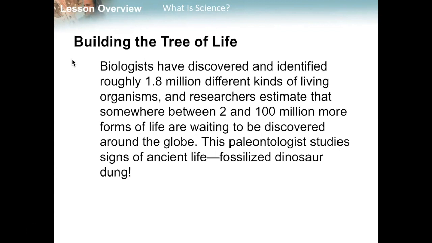Biologists have discovered and identified roughly 1.8 million different kinds of living organisms. And researchers estimate that somewhere between 2 and 100 million more forms of life are waiting to be discovered around the globe. Most are insects. And also, paleontologists study signs of ancient life, even fossilized dinosaur dung and the bugs that were contained in it.